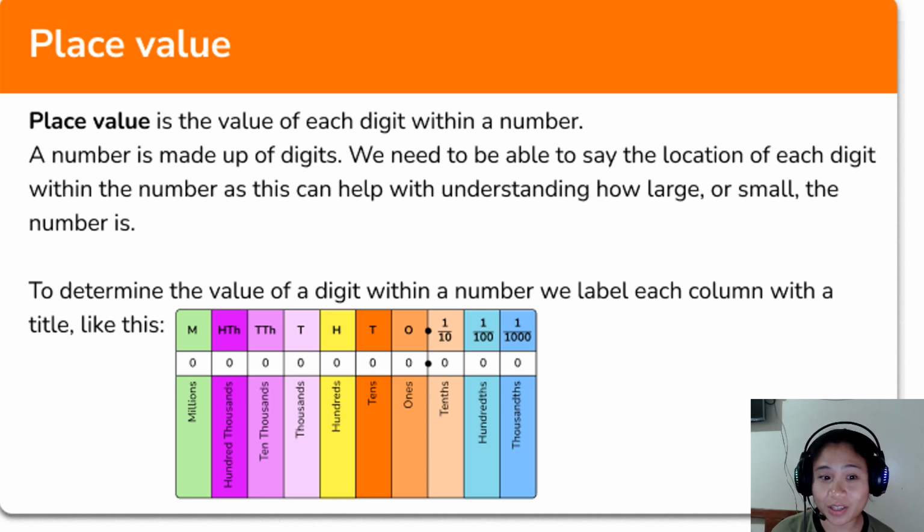The place value of each digit within a number is made up of digits. So, we need to be able to say the location of each digit within the number, as this can help us understand how large or small the number is. To determine the value of a digit within a number, we label each column with a title like this.